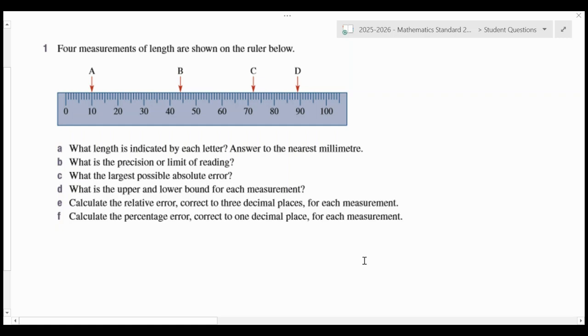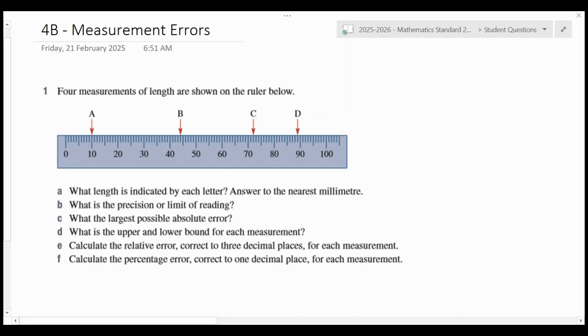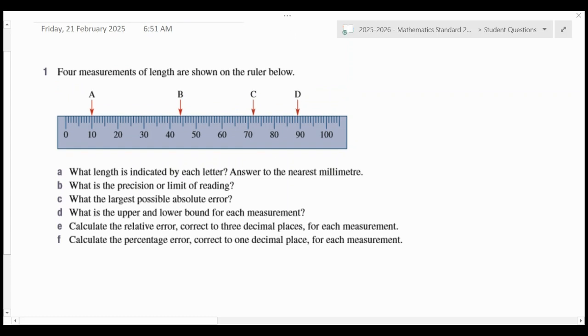I had a question about this one. This is from exercise 4B, measurement errors. So, quickly go through a couple of these ones. We'll probably talk about it in class, but only briefly. All right. So, four measurements of length are shown on the ruler below. We've got A, B, C, and D. What length is indicated by each letter? Answer to the nearest millimetre.